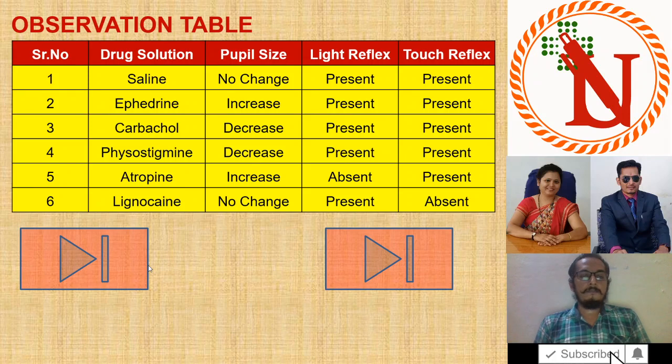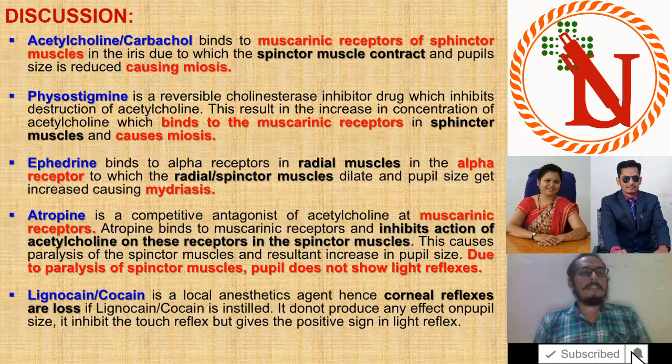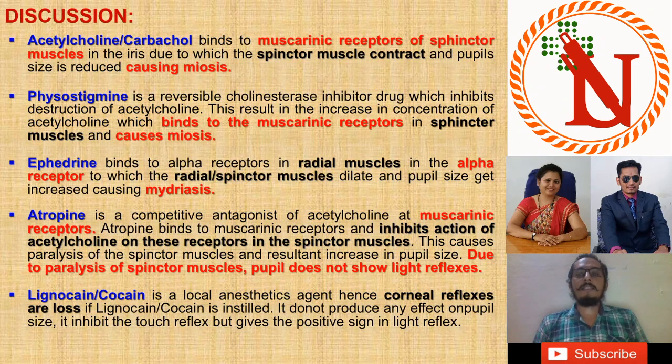Now the next is discussion. Acetylcholine and carbachol bind to the muscarinic receptor of the sphincter muscles, that is the M3 receptor in the iris, due to which the sphincter muscles contract and pupil size is reduced, causing miosis.